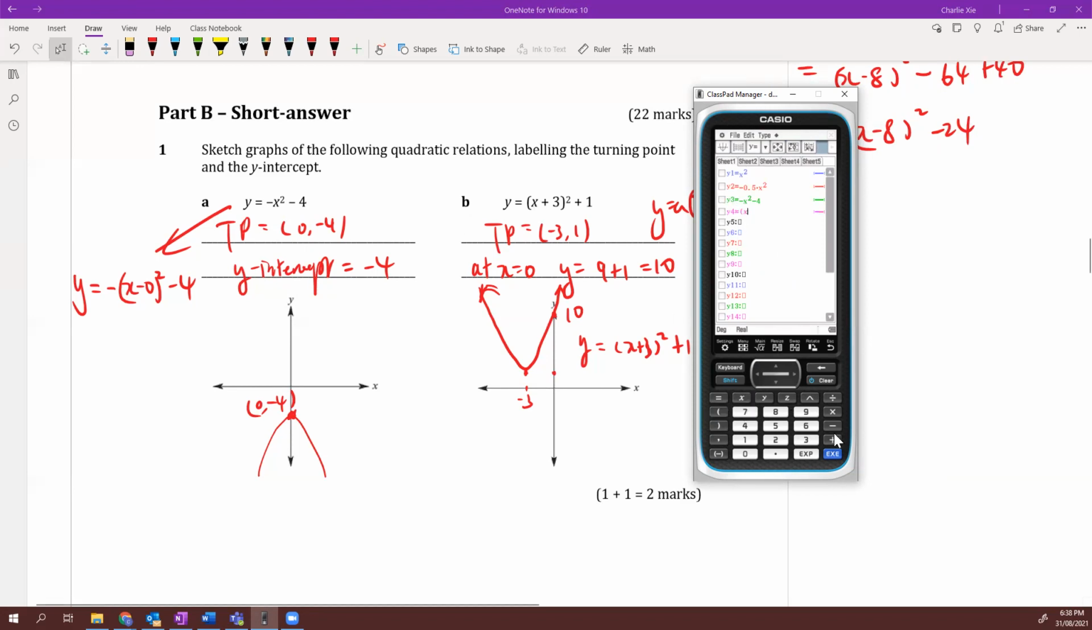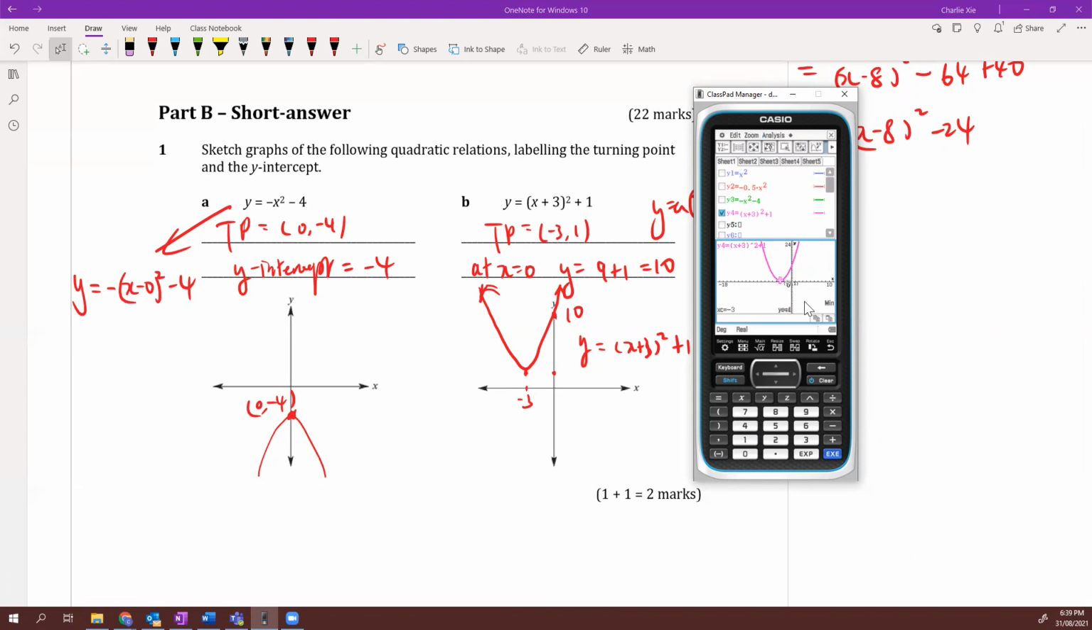So bracket x plus 3 bracket squared plus 1. Click on EXE. So this turns it into the maths form. And again, click on this one. You have your graph here. So with analysis, G-Solve, Y-intercept, 0, 10. Okay, 0, 10. So that's your y-intercept. And then analysis again, G-Solve, minimum.